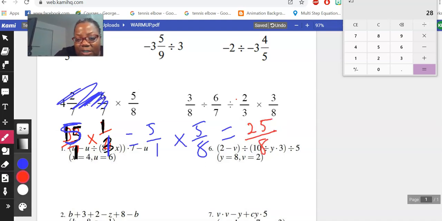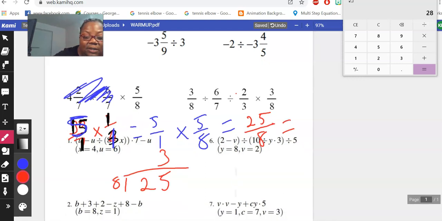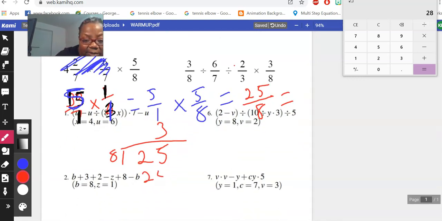8 times 1 is 8, but you know you can't leave it like that. So let's do our division. 8 will go into 25 3 times, because 8 times 3 is 24, right? Hopefully I'm doing this right. And that means my final answer will be 3 and 1 over 8.